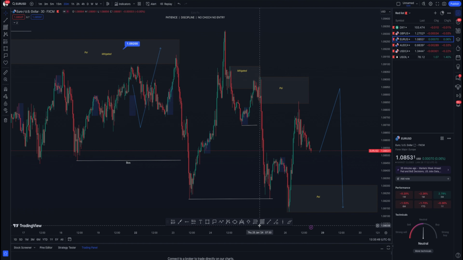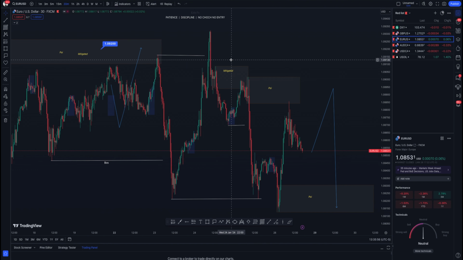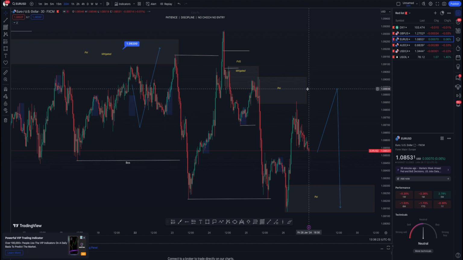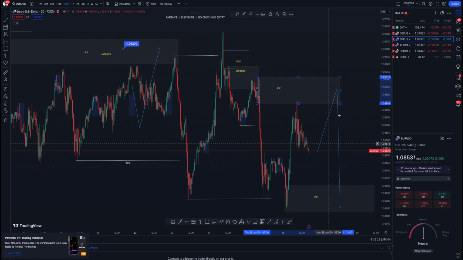Okay, yeah. So look, we broke this one. We can see a little imbalance here. Yeah, there is an imbalance, something like here. That's probably been mitigated anyway, but yeah, there we go. Fair value gap. Alright, so that's a price of interest. I don't know, it's been hit, but I'm just waiting until.